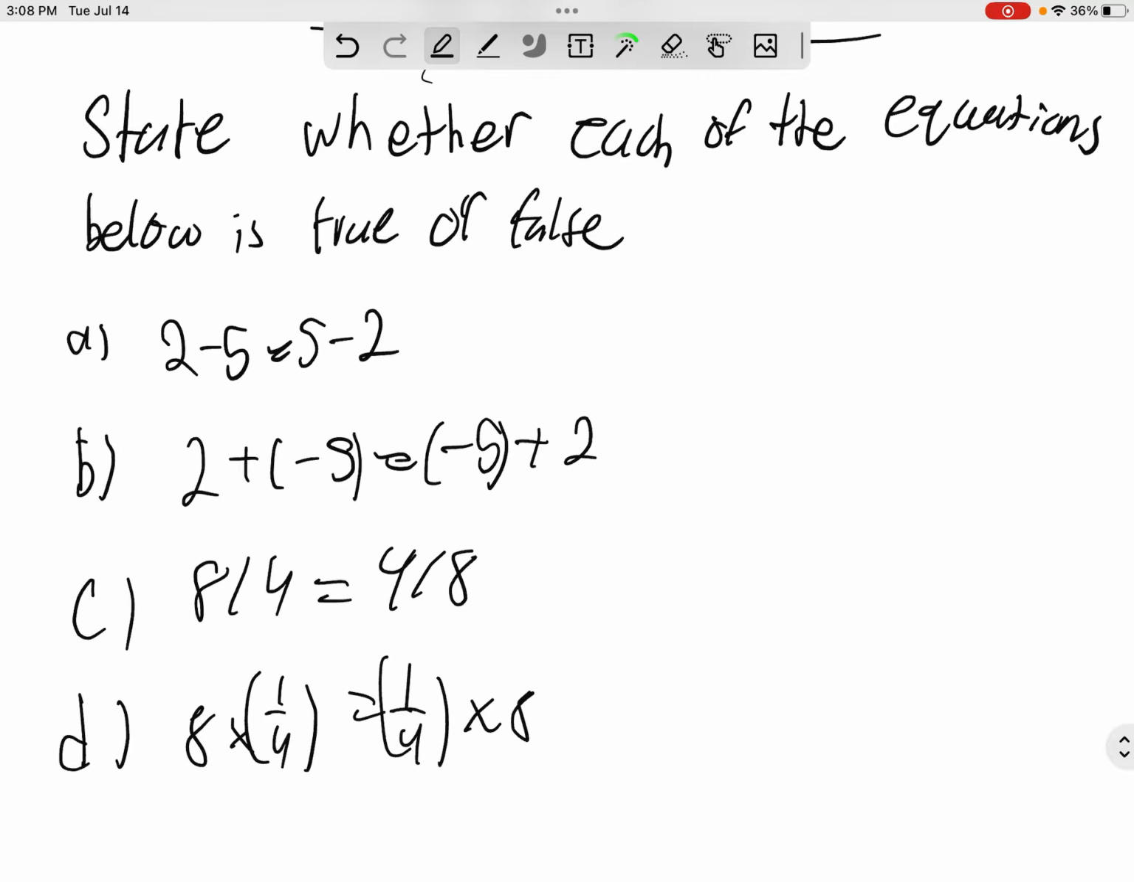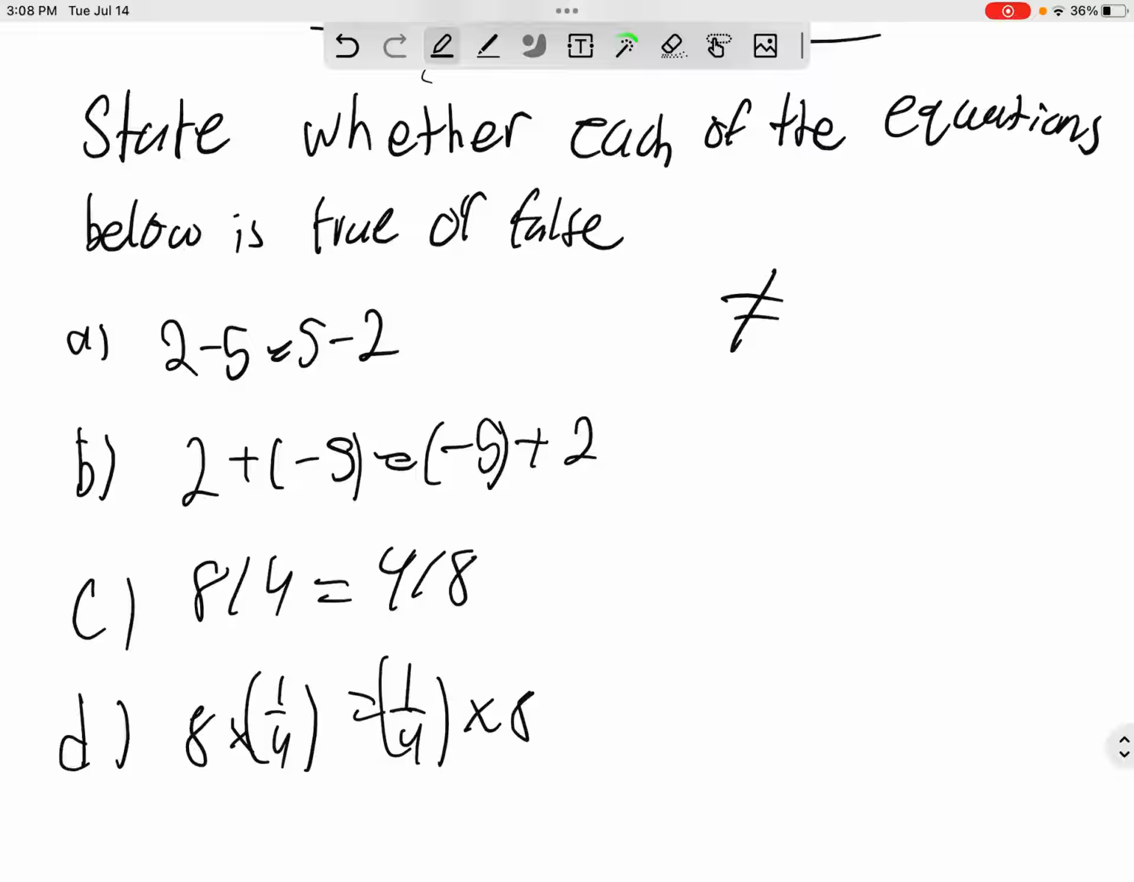Okay, hopefully you had enough time to state whether each of these equations are true or false. So let's get started. Because 2 minus 5 is equal to minus 3, and 5 minus 2 is equal to 3, the given equation is not true. We can use a symbol to show it's not true. False. So number 1 was false. So we can see that order does matter for subtraction. This makes sense because the first number in subtraction is treated differently than the second.